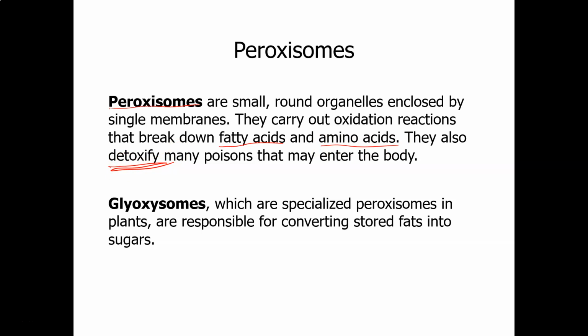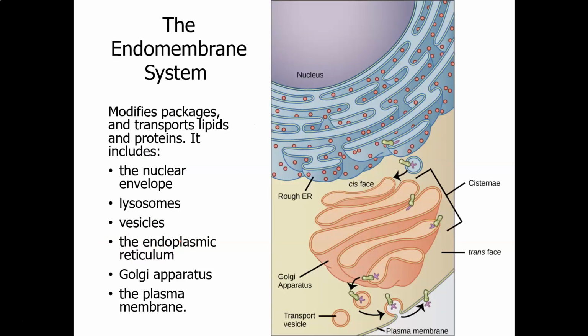Glyoxysomes are specialized peroxisomes in plants. I don't think we had that in the plant cell diagram. But they're responsible for converting stored fats into sugars. The endomembrane system is the part of the cell that's kind of like a factory. It begins with the nuclear envelope, or the nucleus itself, and then your rough ER, which synthesizes proteins, and then the smooth ER, which would be outside the rough ER.